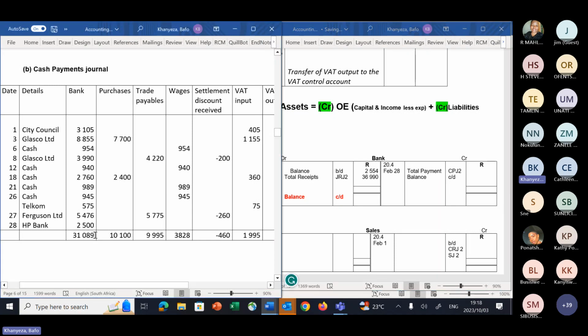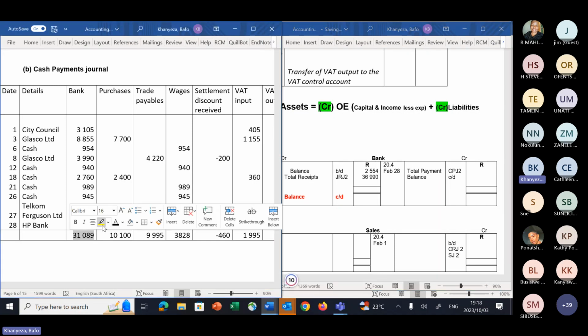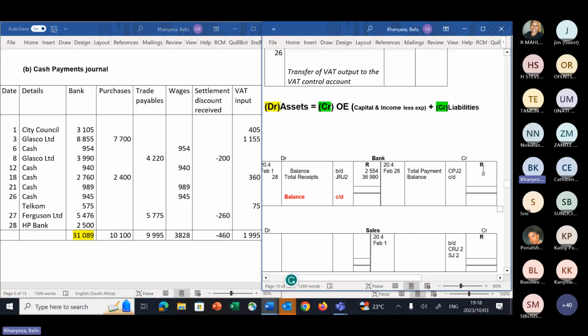I total these amounts afterwards, after we finish. If you've got a question, then you must ask, because this is the first ledger, and then we will continue from there. So 31089. These are total payments. Then you have to balance now.